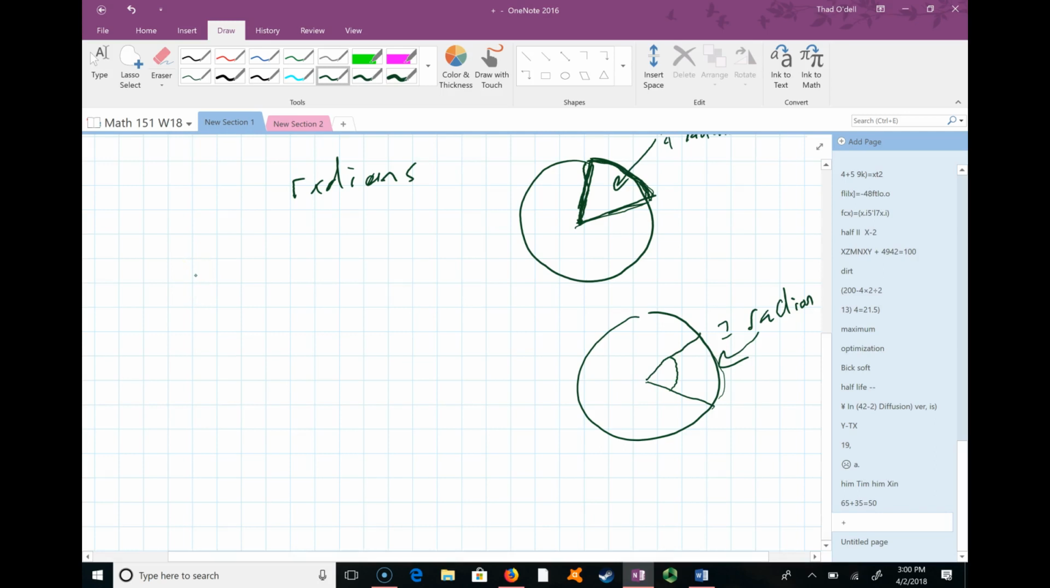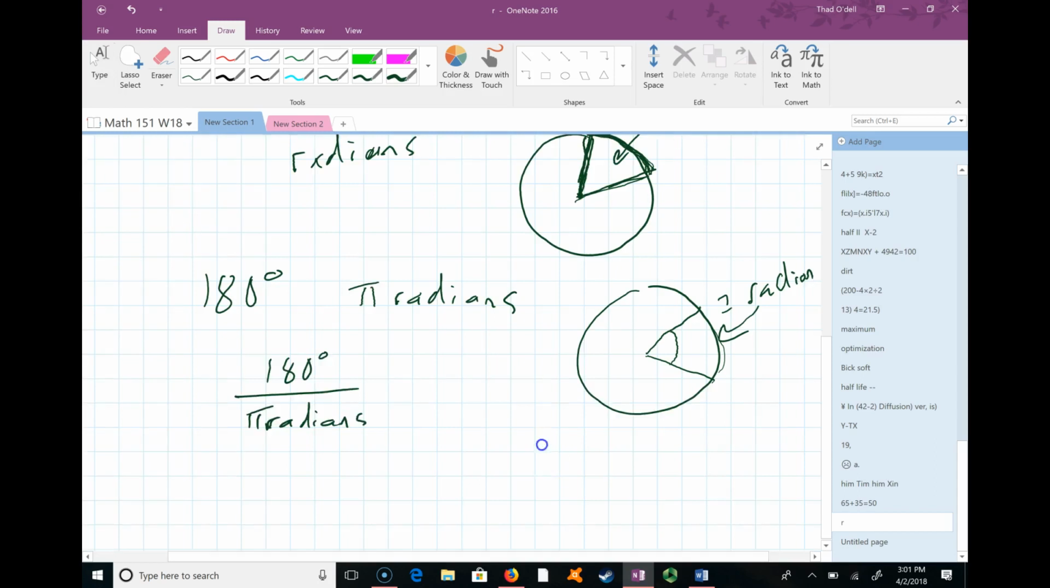The way they're connected is, if you go halfway around a circle, that's 180 degrees. And it's also pi radians. So that gives us a conversion ratio. 180 degrees over pi radians is the same thing as 1.